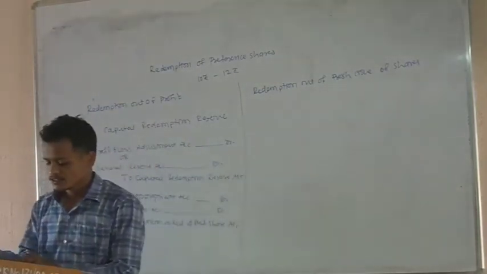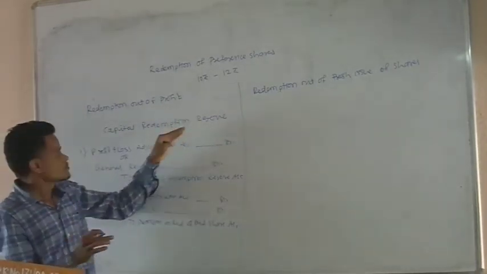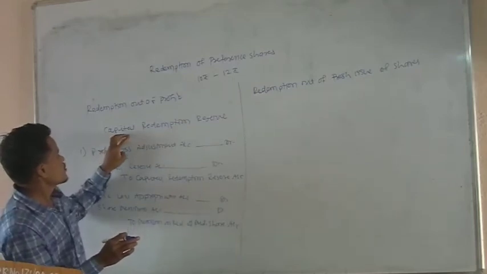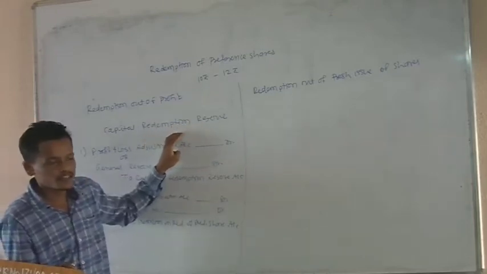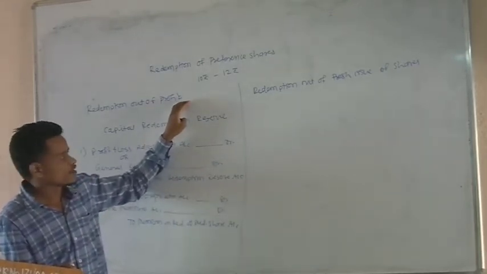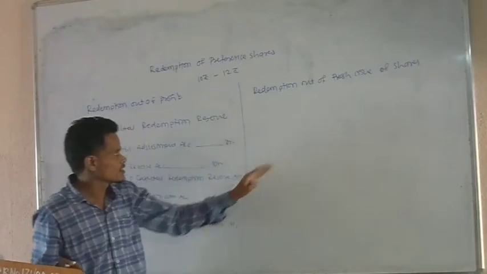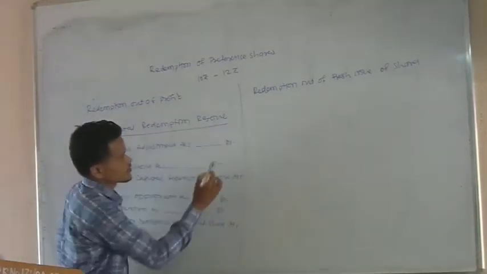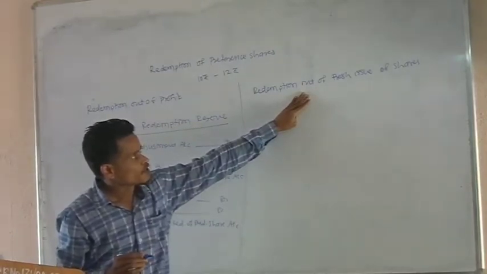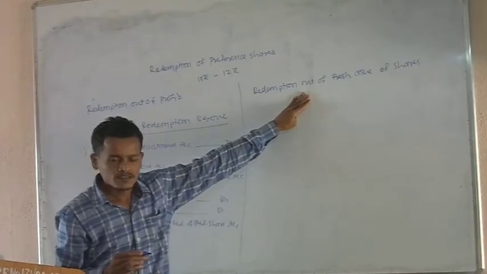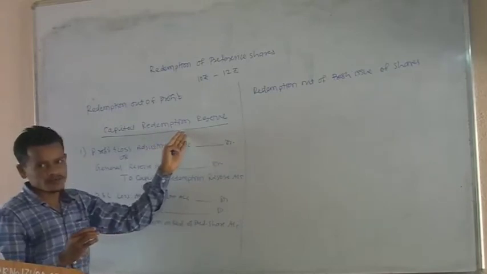When there is a fresh issue of shares or when there is a redemption out of profit, there must be creation of capital redemption reserve. It means the organization must create capital redemption reserve to redeem the preference shares, whether the redemption is out of profit or out of fresh issue of shares. This is a compulsory creation of capital redemption reserve. When there is a redemption of preference shares out of fresh issue of shares, the organization creates capital redemption reserve because it is compulsory.